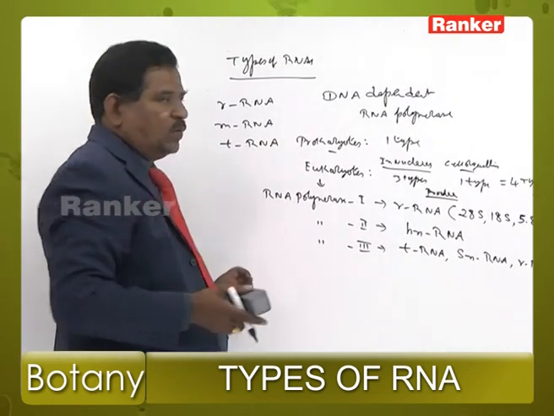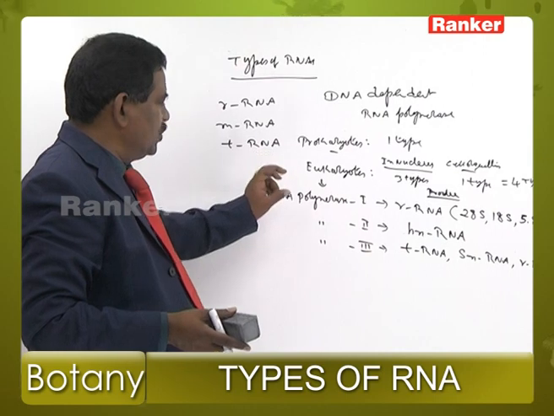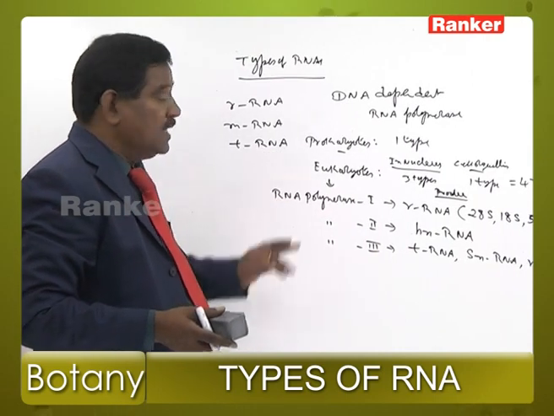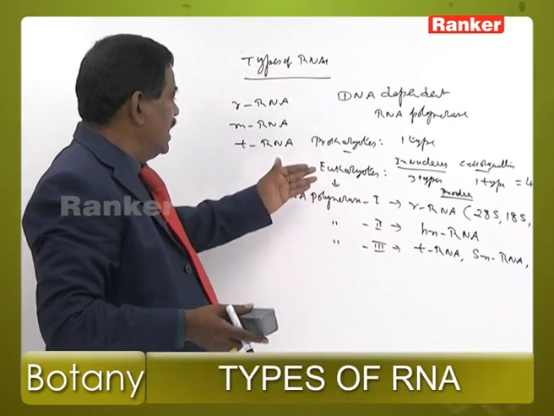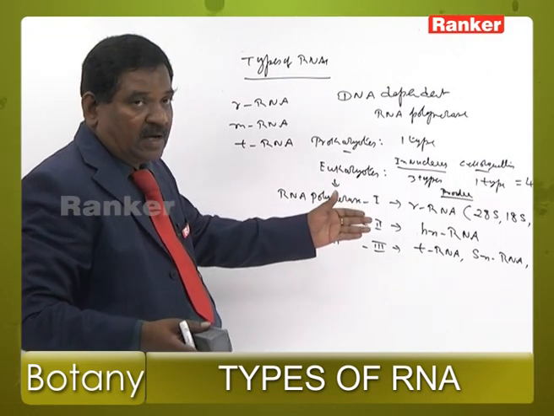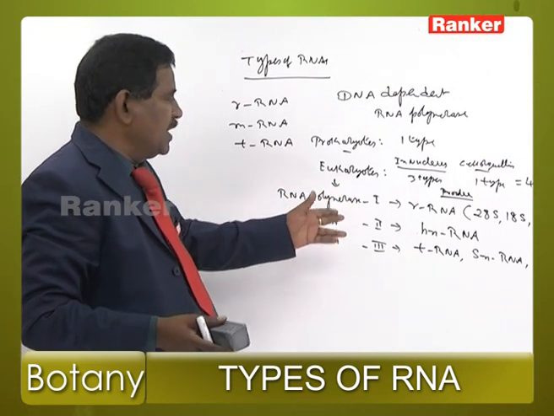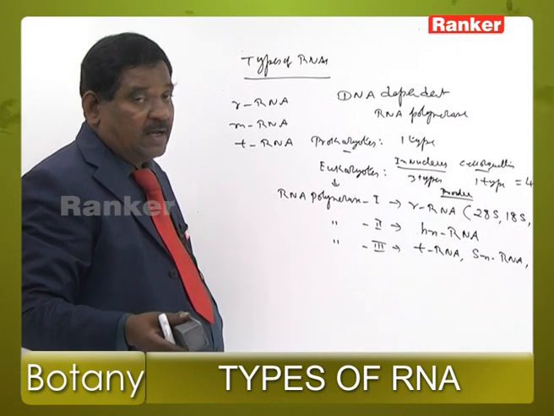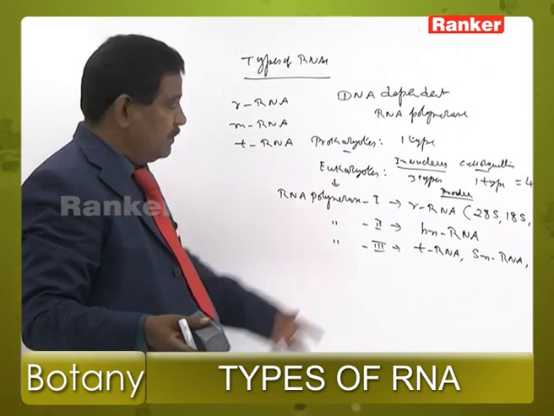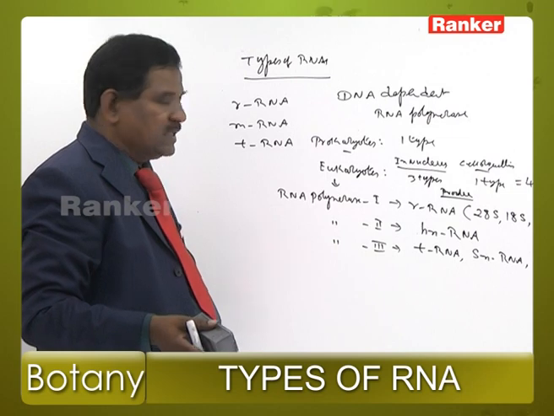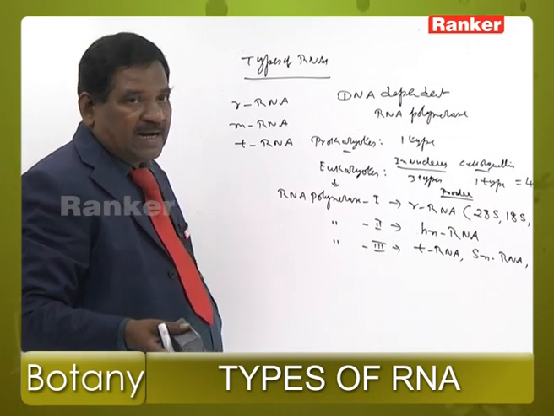So, in prokaryotes there is only one type of RNA polymerase, but in eukaryotes there are 3 types of RNA polymerases. RNA polymerase 1 is mainly involved in the synthesis of ribosomal RNA. RNA polymerase 2 is mainly involved in the formation of mRNA, which, of course, is formed from the hnRNA. And RNA polymerase 3 is involved mainly in the formation of transfer RNA.